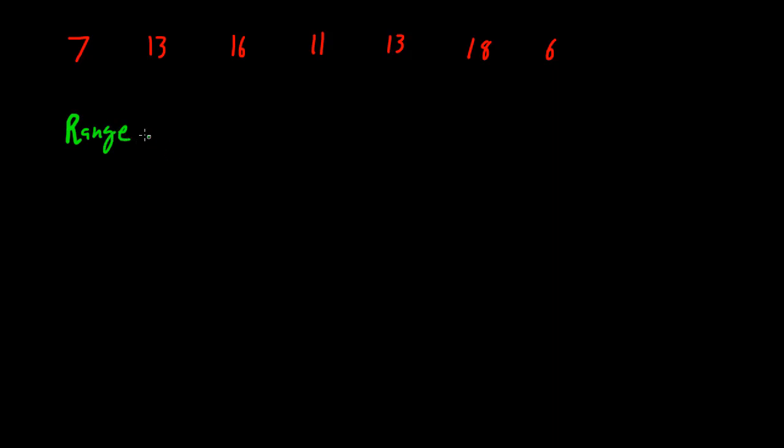We say that the range of our data set is equal to the largest value that we have, which we're going to call x max, minus the smallest value that we have, which we're going to call x min. So to get the range, we just put in our values here. If we use our data set above for our example, our range is equal to x max, which in our case is 18, the largest value in our data set. And then we subtract off x min, which for our data set is 6. So 18 minus 6 is equal to 12. So 12 is the range of our data set.